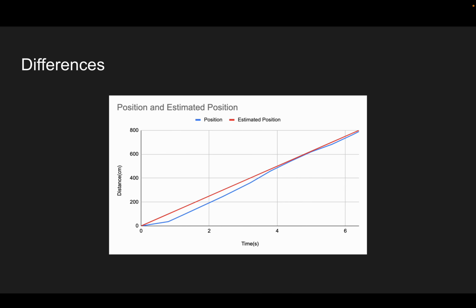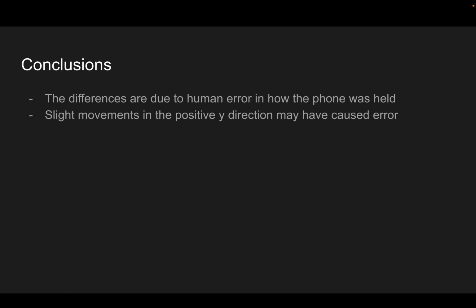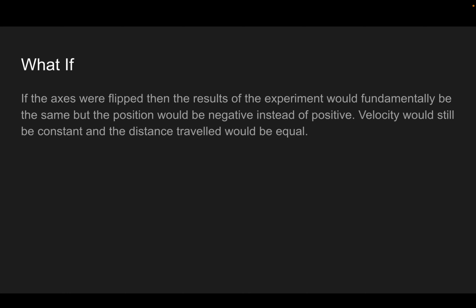There are some differences that are due to some errors in my experiment that I'll discuss right now. There's errors in how the phone was held. I didn't move it across the screen at an exactly constant pace. Sometimes the force would exceed what it should have been, and there were slight movements in the positive y direction that may have caused error. My phone went up a little bit over time, which I think was the reason why the forces may not have been totally balanced. It also just has to do with control, which is difficult.